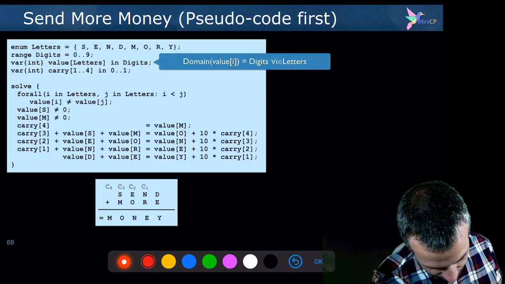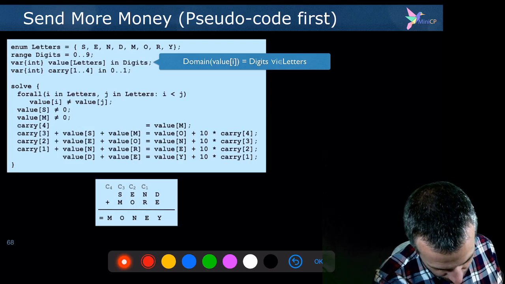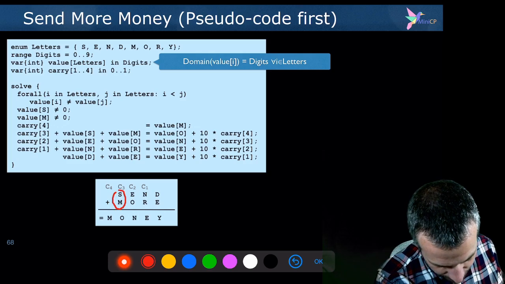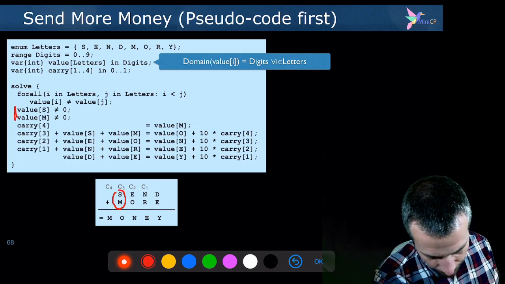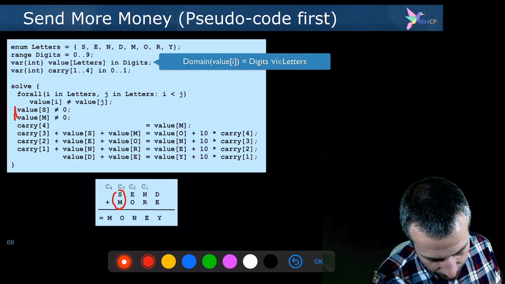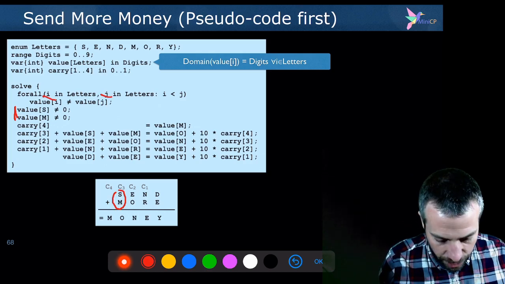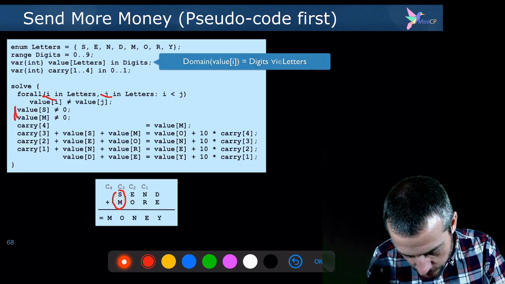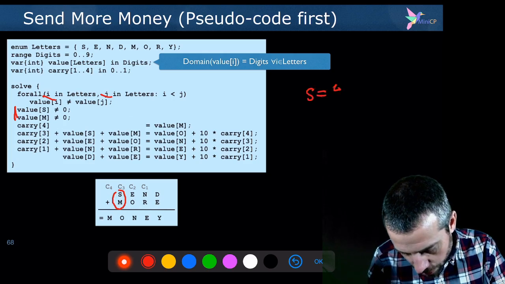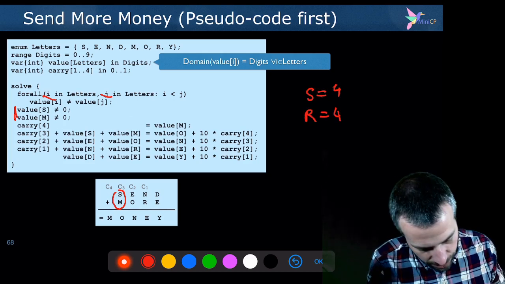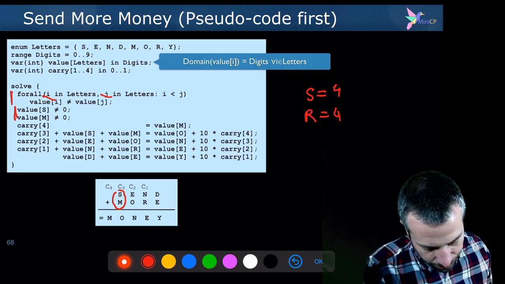You will say first that the last carry, yes, you do not want to start here with a 0. So S must take a value different from 0. Every different letter, so every letter I and J, so that J is different from I, you say that they should take different values. It is just to avoid a situation where, for instance, S is equal to 4 and R is equal to 4 as well. You want to prevent this, and so this will be enforced by these constraints.